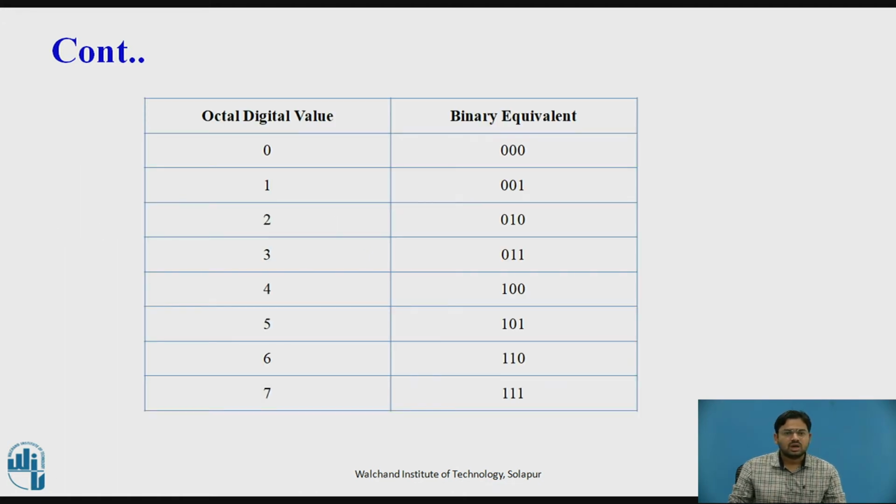So these are the octal numbers and their equivalent binary numbers. So 0, 1, 2, 3, up to 7. 0 is represented by the 3-bit binary 000, and 1 is represented as 001. 2 is represented as 010, 3 is represented as 011, and 7 is represented as 111. So a 3-bit binary equivalent is used to represent the octal number.